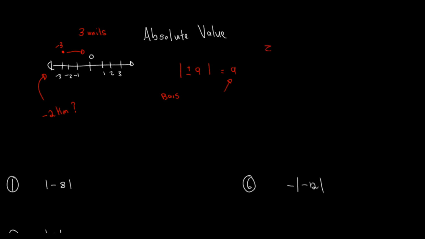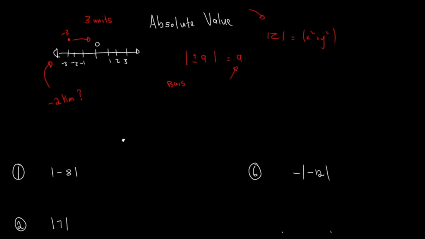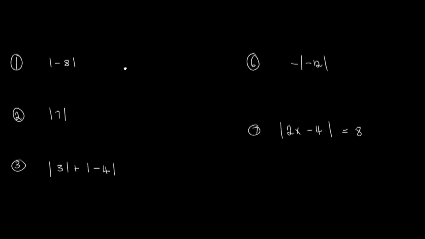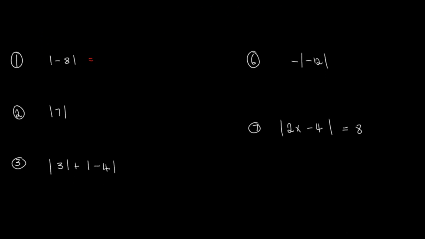This is usually used in complex numbers, where you have some sort of equation where this might be equal to x squared plus y squared, etc. But this is for a later video if I make one on complex numbers. Now that we know that we're always going to find the positive outcome, let's do some examples.